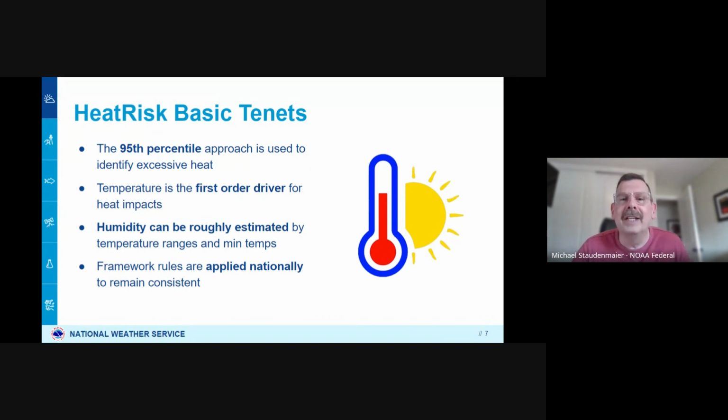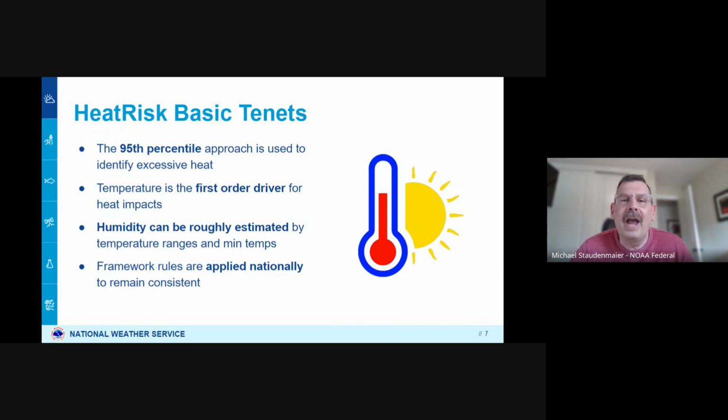We recognize that other items like wind, humidity, and clouds are important secondary drivers, but there's quite a few obstacles in our way to use them directly. First, there's no 2.5 kilometer daily wind or cloud climatology grids available to generate what is unusual for an area. And there's not really solid national rules on how to apply wind or cloud adjustments to heat for heat risk.